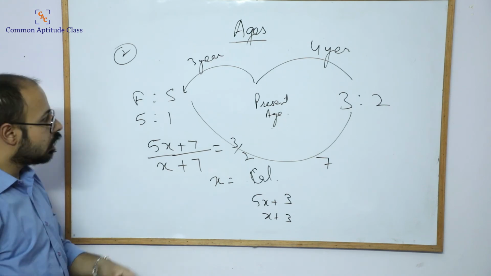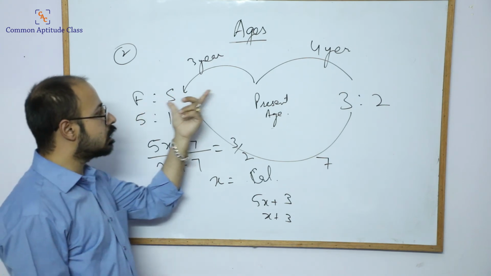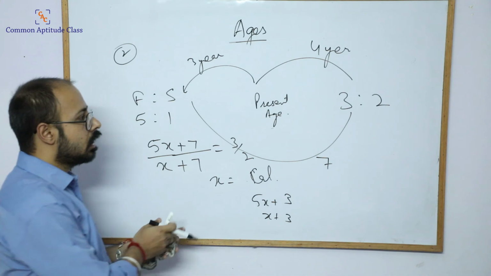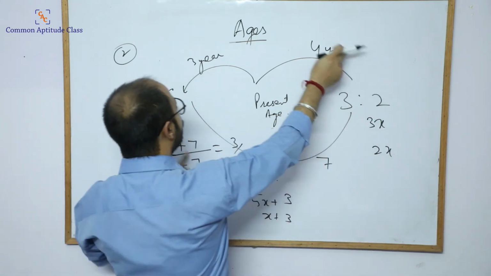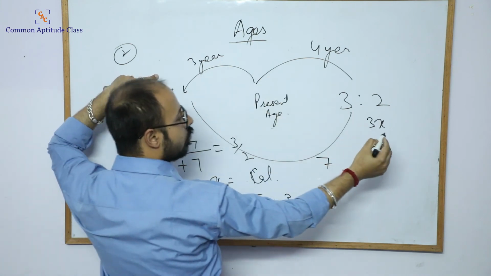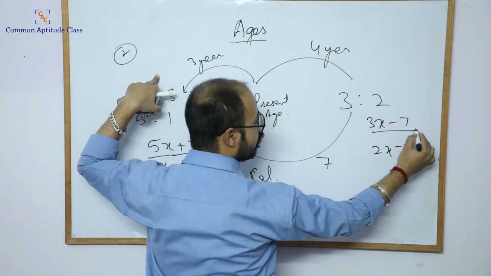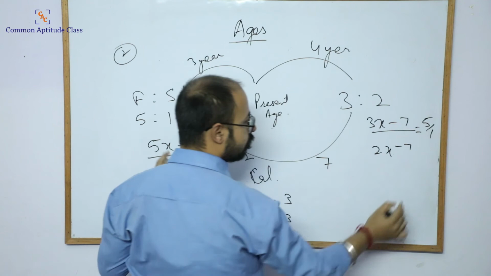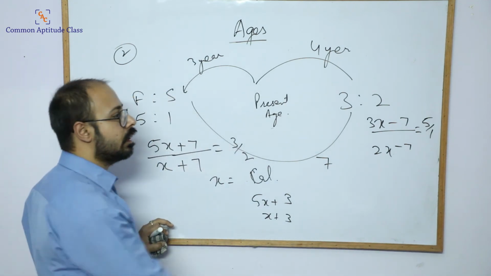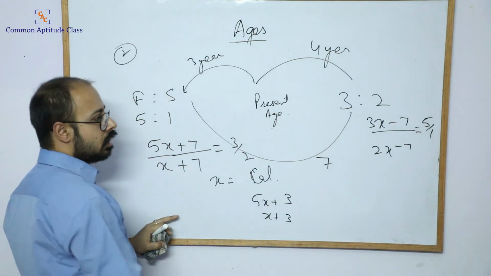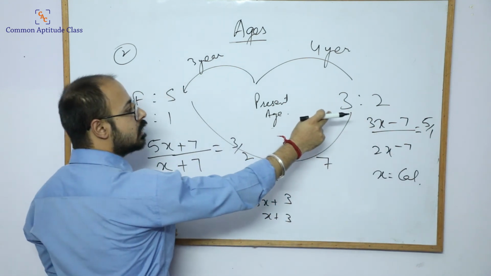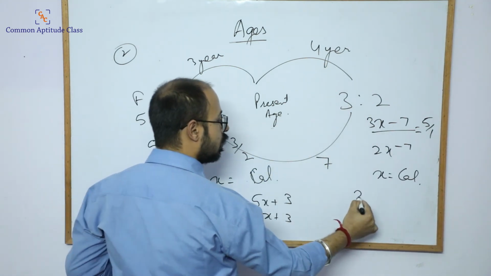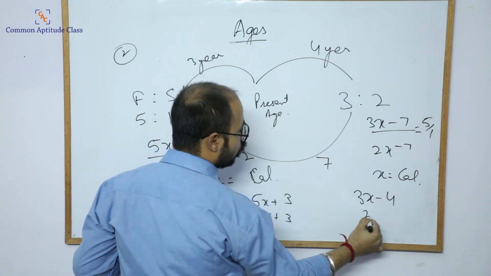Is it clear? This is the one way from past to present. Now future to present. This is 3x. This is 2x. They have traveled 7 years back. So I have to remove 7: (3x minus 7) upon (2x minus 7) is equal to 5/1. Done. Now we can solve it. Find the value of x. Now what is the present age? 3x minus 4 and 2x minus 4.